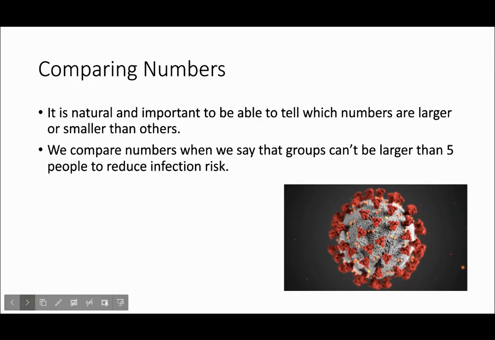So first we'll talk about situations where we would compare numbers. You do this every day in your life, probably without realizing it. So right now in our province of Manitoba, if you were outside, you can't be in a group that's larger than 5 to reduce the infection risk of COVID-19. So if you see a number that is bigger than 5, that is comparing numbers right there. Anything larger than 5 is not allowed.